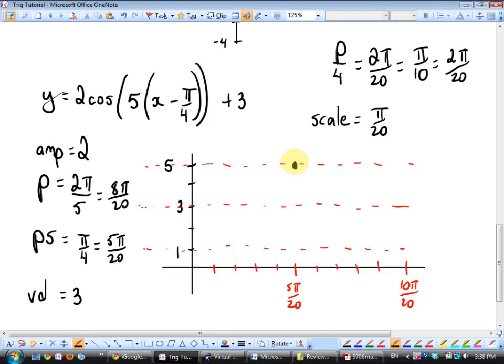Hey. When's my next dot going to be? When I divided the period by 4, I got pi over 10, found a common denominator. Each square is pi over 20. How many squares apart is each dot going to be? See it? So, 1, 2, middle. I'll drop back down to the x-axis to help me count again. 1, 2, bottom. 1, 2, ooh, I ran out of room.